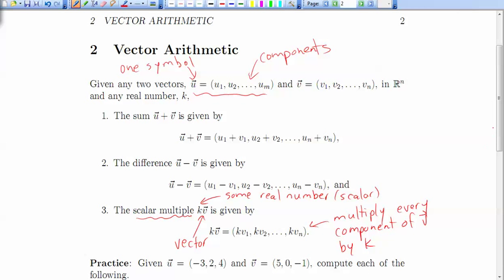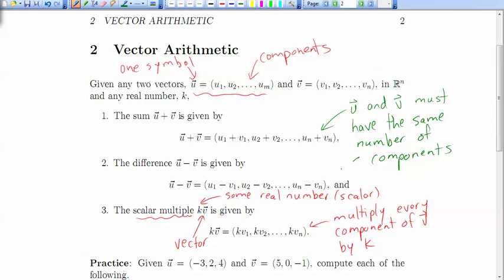All right, so we can do those simple arithmetic operations with vectors. Now, one tiny little note, if we want to add two vectors together, they have to be in the same space. So they have to have the same number of components. And the same is true for subtraction. If we want to subtract two vectors, we better make sure those vectors have the same number of components.